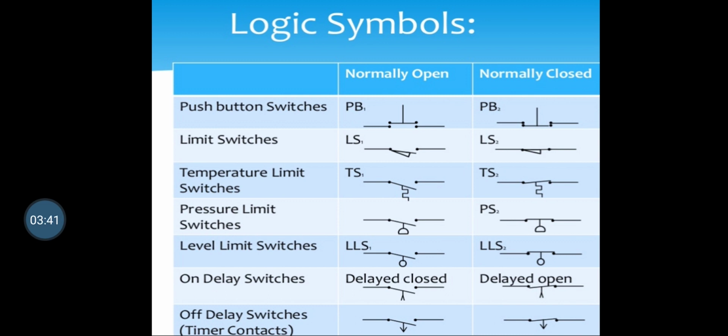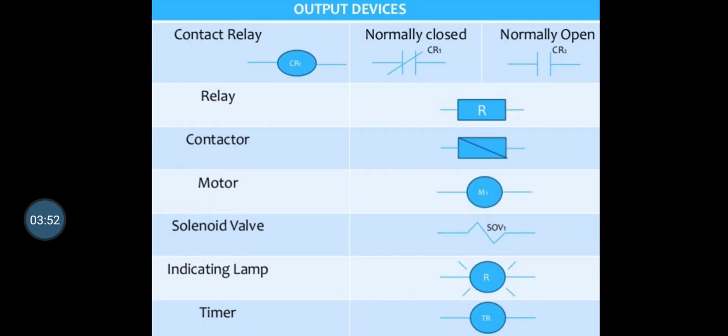The symbol shows the functions of those buttons and switches. Next one is the output devices. Normally here: relay, contactor, motor, solenoid valve, indicating lamp, and the timers. These are all the output devices in the ladder diagrams, normally in open and closed conditions.